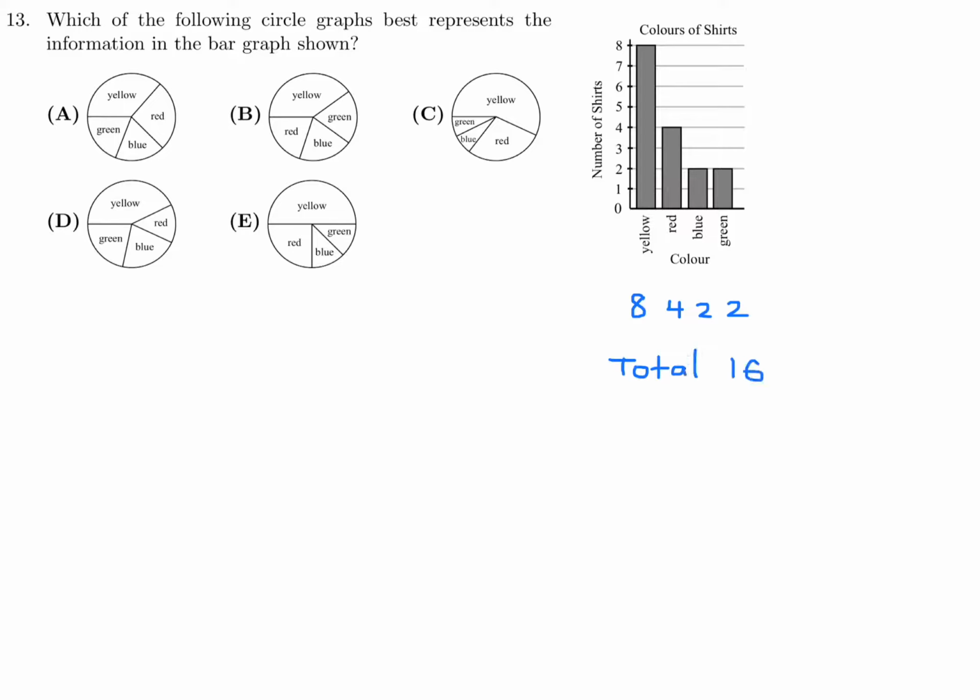So immediately I can tell that yellow is half, right? 8 is half of 16. So which one of these shows yellow to be exactly half? The only one is E. Everything else shows yellow to be either less than a half or greater than a half. So just based on that observation alone, number 13, the answer is E.